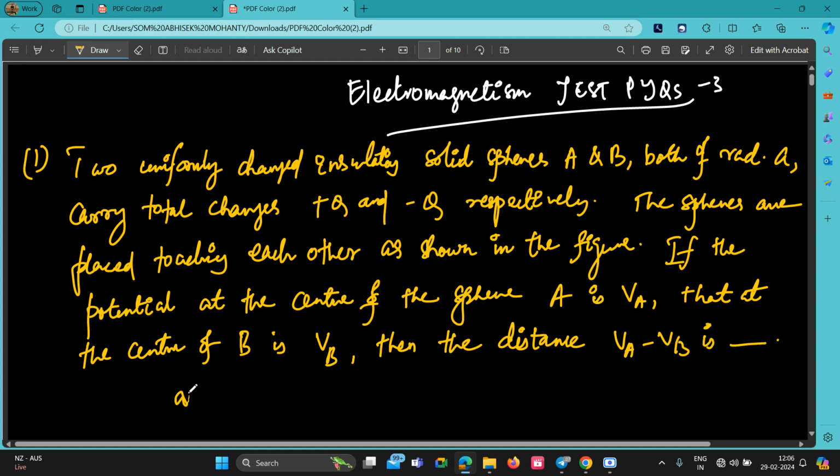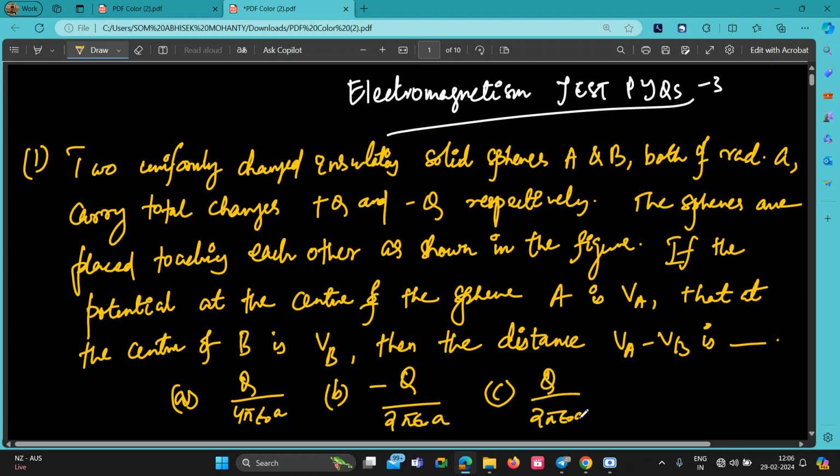Option A, Q by 4 pi epsilon naught A. Option B, minus Q by 2 pi epsilon naught A. Option C, Q by 2 pi epsilon naught A. Option D, minus Q by 4 pi epsilon naught A.